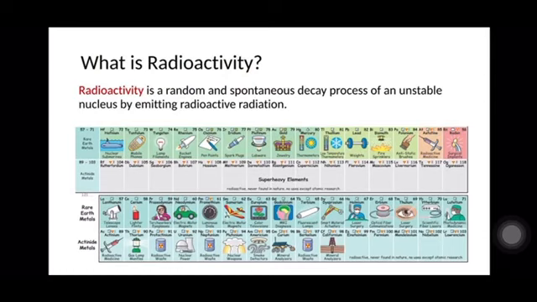Okay, so radioactivity refers to the process in which the unstable atom of a radioactive substance becomes a more stable atom. Dengan cara apa? Dengan cara dia emit radioactive radiation tersebut. So bila dia emit, baru dia stable. Okay?